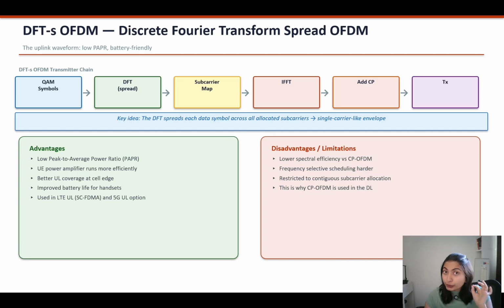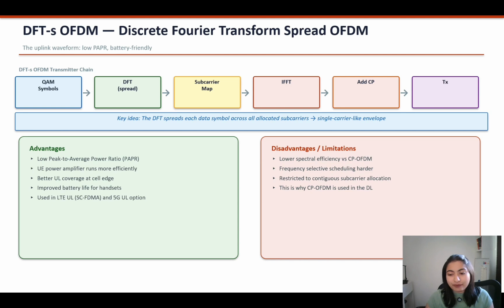So your power amplifier, which actually drives the antenna, needs to handle those peaks without clipping the signal. The only way to do that is to either back off the average power or to use a more expensive, less efficient amplifier. Backing off power means worse coverage, which means the signal won't reach that far. A more expensive amplifier means a more expensive phone and much worse battery life. Now for the base station, this is manageable, but for the UE, it's not.